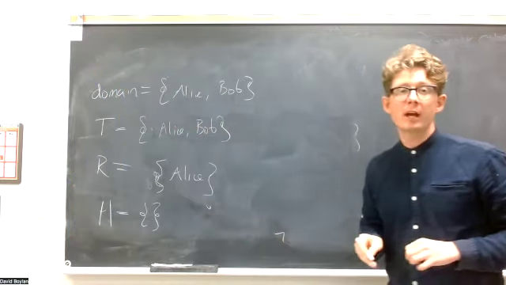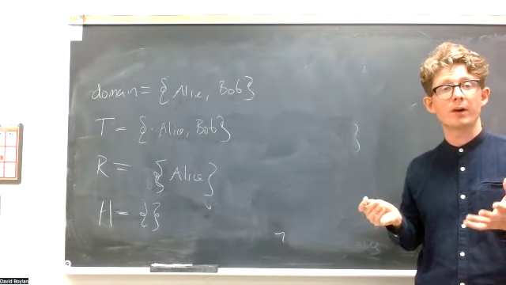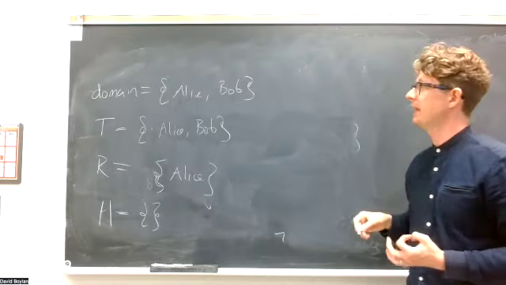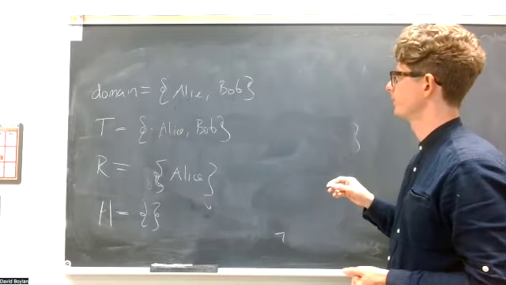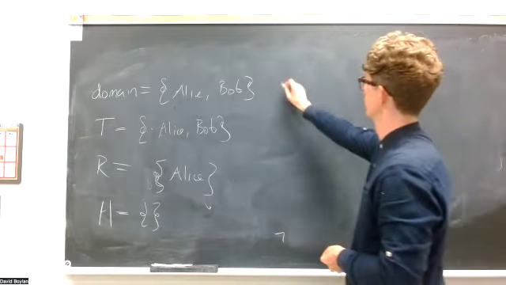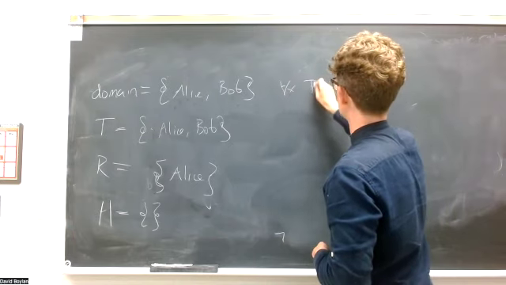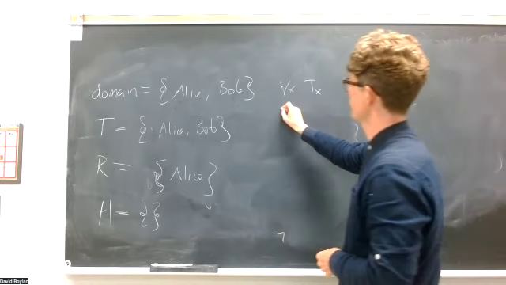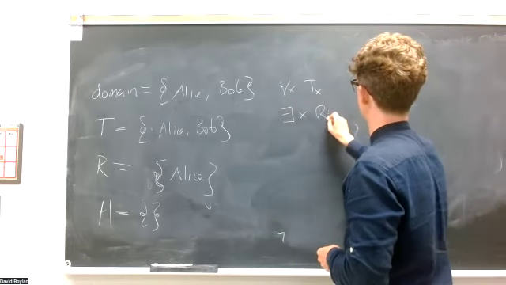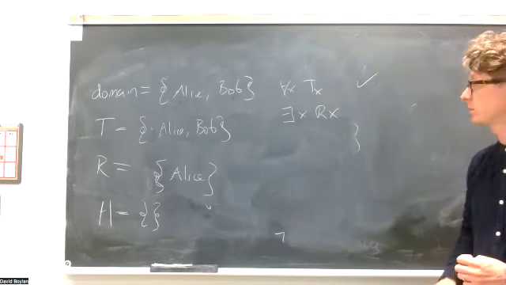So what I want to do now is use the definitions of the quantifiers in terms of satisfaction to explain why a number of things are true. So if we think about it intuitively, here are a few things that are true. For all x, t of x, we want that to be true. There is an x such that r of x. We want that to be true.